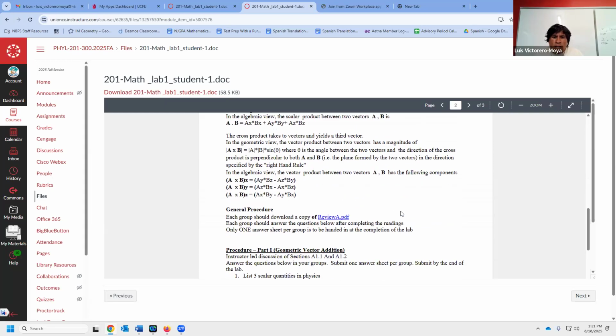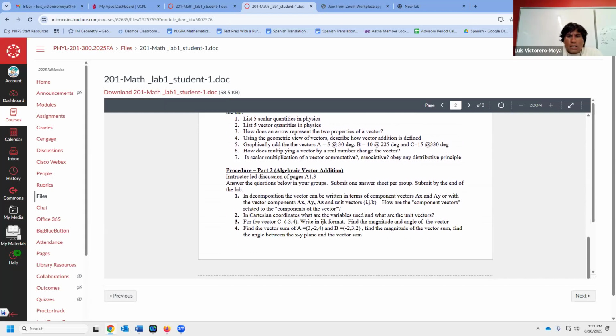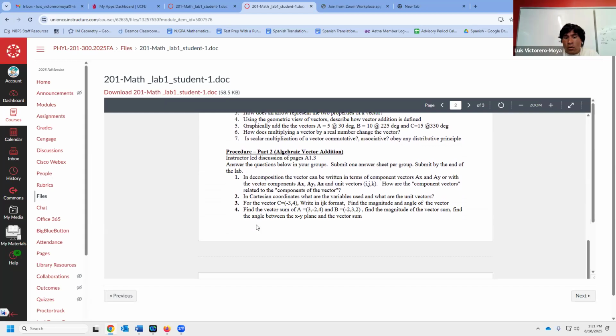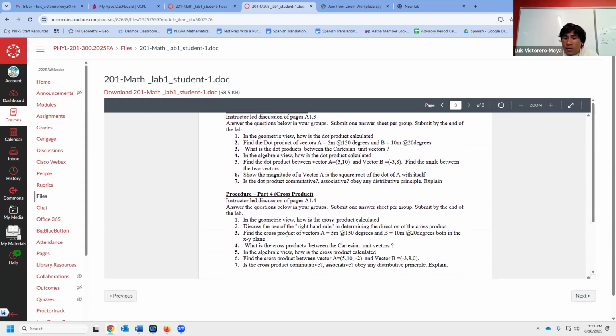Now, there are 3 sections in here, or 3 procedures. The first one is very conceptual. It's asking you about scalar quantities, vector quantities. The second one is about vectors on the plane and unit vectors. And the third one is, sorry, fourth one, 4 procedures, dot product and cross product. All of that will be covered in class. Now, don't worry because I'm going to go over these sections right now.